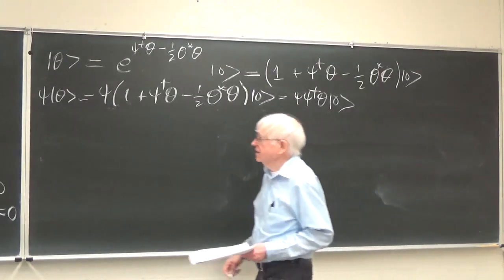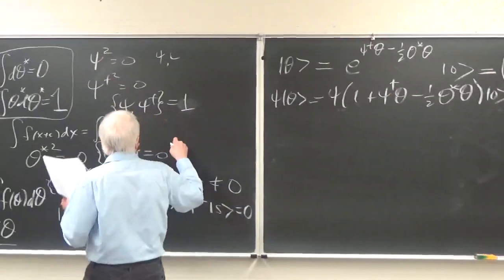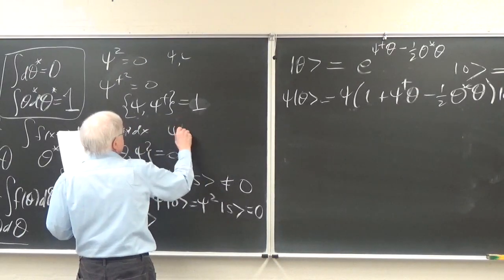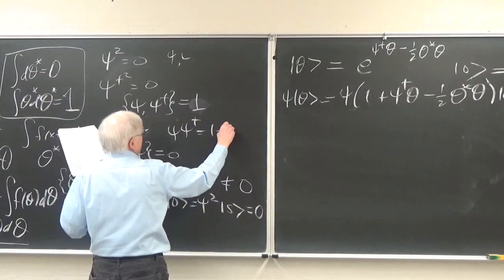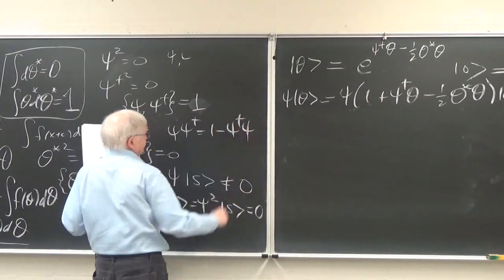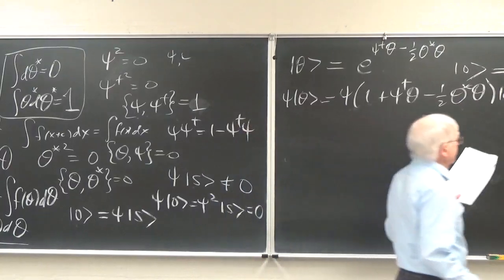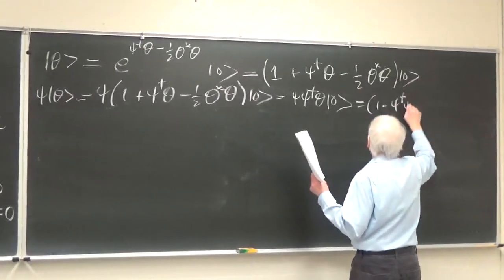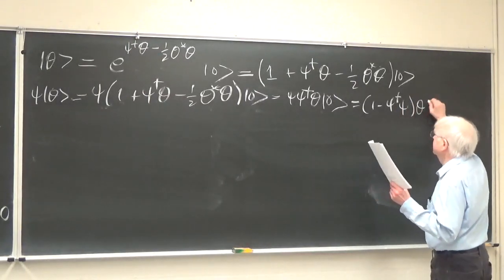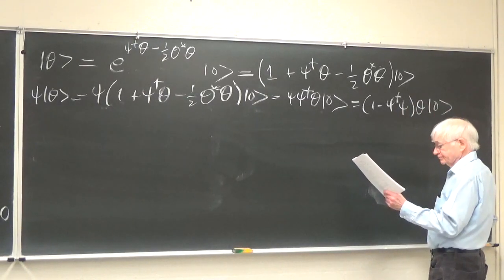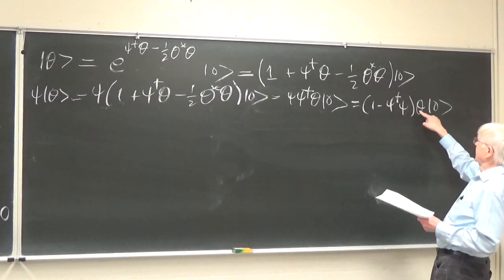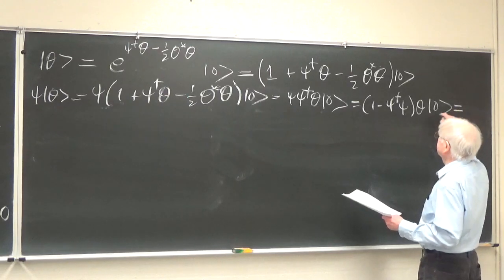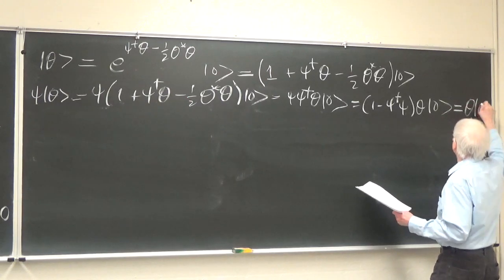On the other hand, this rule here says that psi psi dagger is equal to 1 minus psi dagger psi. And so we can rewrite this as 1 minus psi dagger psi, theta on the vacuum. On the other hand, psi anti-commutes with theta and annihilates the vacuum, and so this is actually just theta on the vacuum.